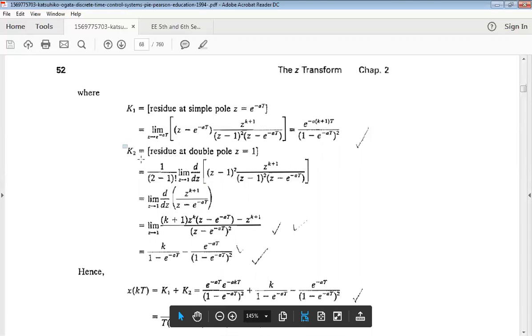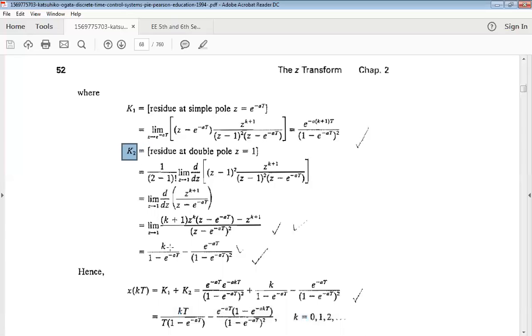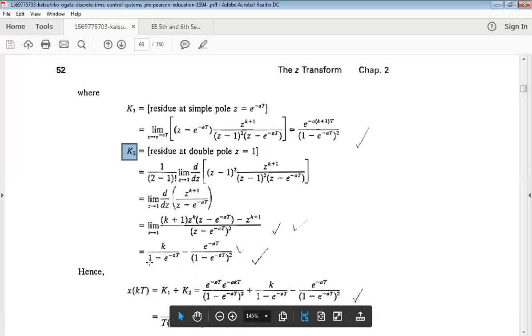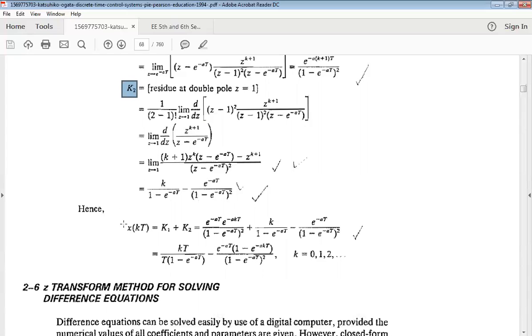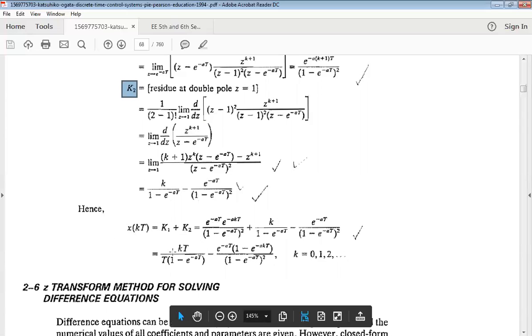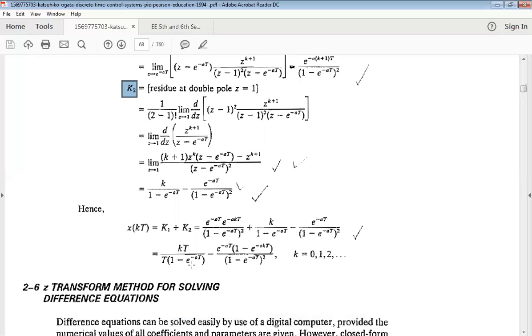So the value of the second residue term, that means k2, is equal to (k+1) by (1 - e^(-aT)) minus e^(-aT) by (1 - e^(-aT)) whole square. Finally, using the formula, the inverse Z transform of X(z), x(kT), is equal to the summation of residues, that means k1 plus k2. Now we have to put the values of k1 and k2, then you can find the expression of the inverse Z transform of X(z). Any doubt?